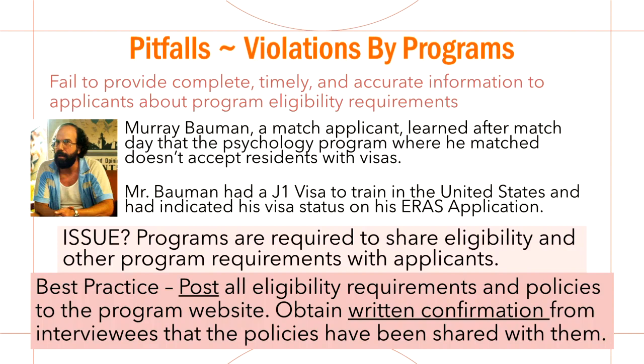Issue, programs are required to share eligibility requirements. He should have known that he wasn't going to be taken. He should have never been interviewed. Shouldn't have happened. Best practice, post all your eligibility requirements and policies to your program's website. Actually get a written confirmation from the interviewee that they have seen the policies and that they've been shared with them. It's an easy thing you can do as part of your interview process so that it protects you as a program to make sure that they know that you share that information.